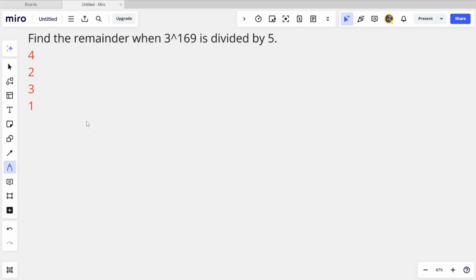So as you can see, the question is: find the remainder when 3 raised to the power 169 is divided by 5. Let me clarify, if you don't know the concept of remainder cycle, you will not be able to solve this question. So it is recommended that you should know the concept first, then try to solve this question. So let's come to the question. Find the remainder when 3 raised to the power 169 is divided by 5.